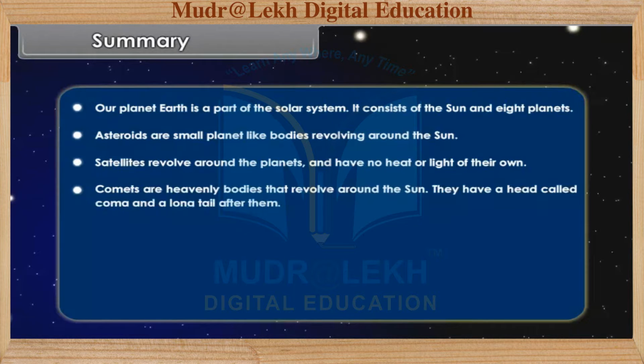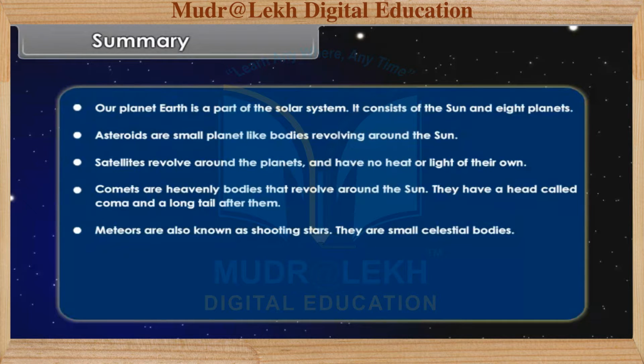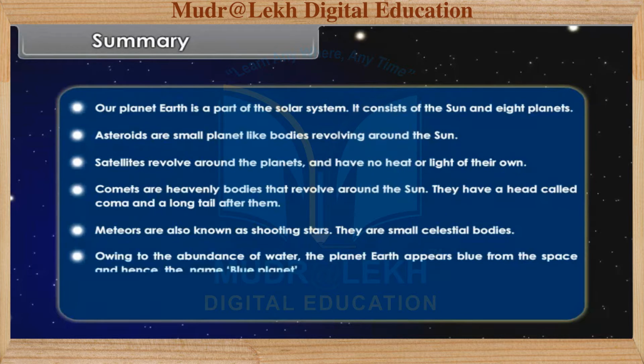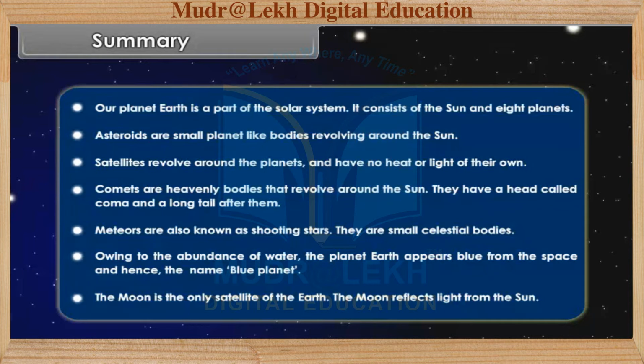Comets are heavenly bodies that revolve around the Sun. They have a head called coma and a long tail after them. Meteors are also known as shooting stars. They are small celestial bodies. Owing to the abundance of water, the planet Earth appears blue from the space and hence the name Blue Planet. The Moon is the only satellite of the Earth. The Moon reflects light from the Sun.